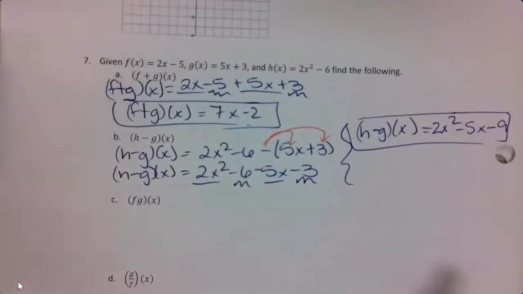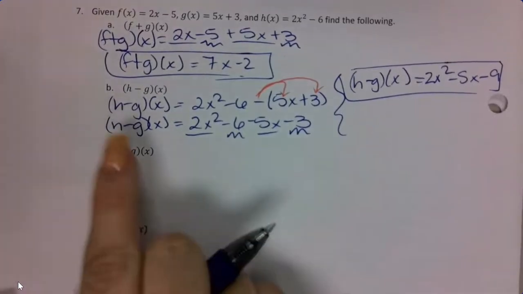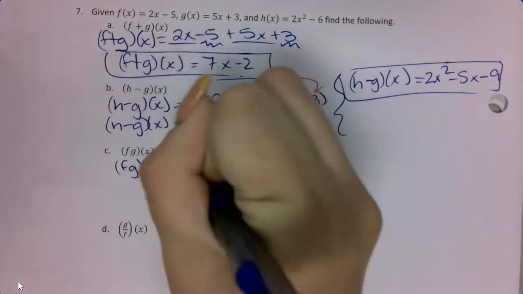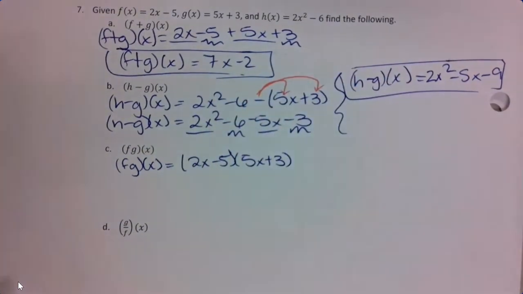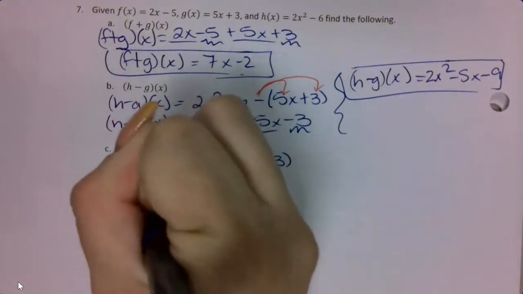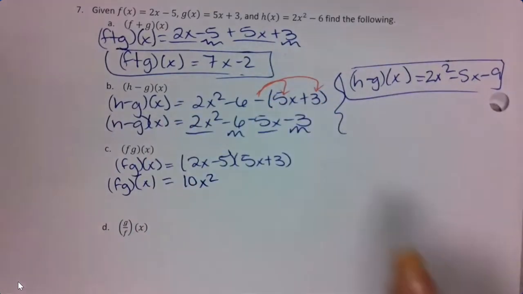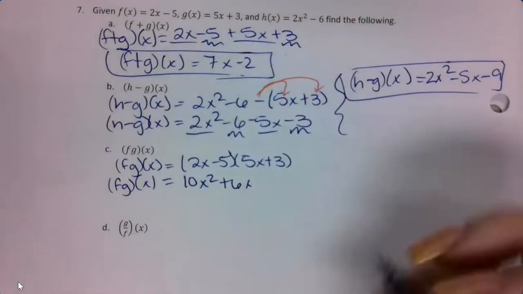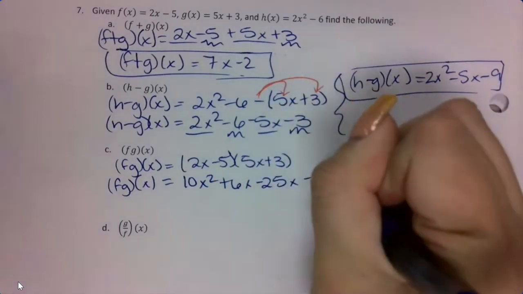Okay. Number C, because these two letters are written next to each other with nothing in between, it's assumed they're multiplying. So I'm going to multiply these two functions together. These are my first two functions. I can either FOIL or distribute. Both methods will give me the same answer. I want to take my first two terms. 2x times 5x gives me 10x squared. 2x times 3 gives me 6x. -5 times 5x gives me -25x. -5 times 3 gives me -15.